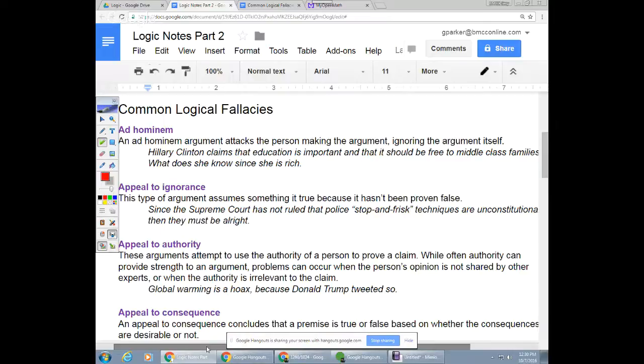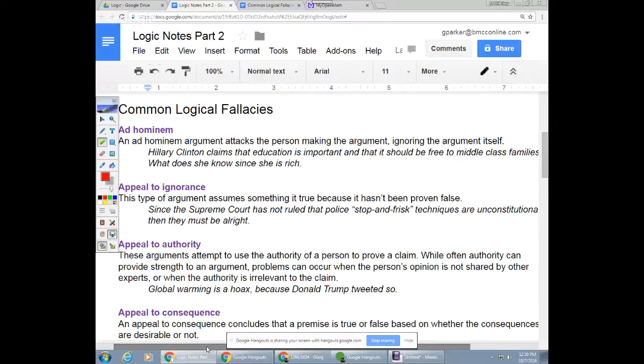For example, I've heard arguments like this before. So this one is true. Hillary Clinton claims that education is important and she feels it should be free for the middle class. I've heard that in her campaign speeches. It's been in news articles. Somebody might respond to that by saying, "What does she know? She's rich." Right, putting her down for being rich, meaning there's something wrong with her claim because she's rich. So they're attacking the person, not the argument. And that's a very common thing. It's hard not to do that about emotional issues, and political things tend to be emotional issues more often than not.